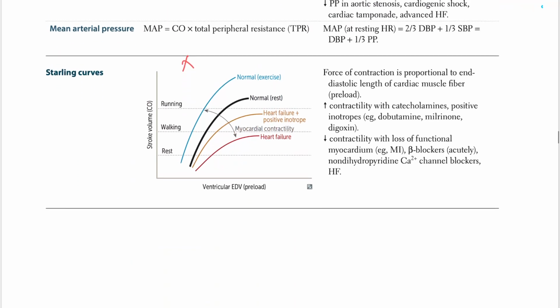Moving on with this Starling curve. What do we have for this? Starling curve, very high yield. It talks about force of contraction being proportional to the end diastolic length of cardiac muscle fiber, which is the preload. So what are they trying to say? They're saying force of contraction is directly proportional to your end diastolic length of cardiac muscle fiber.